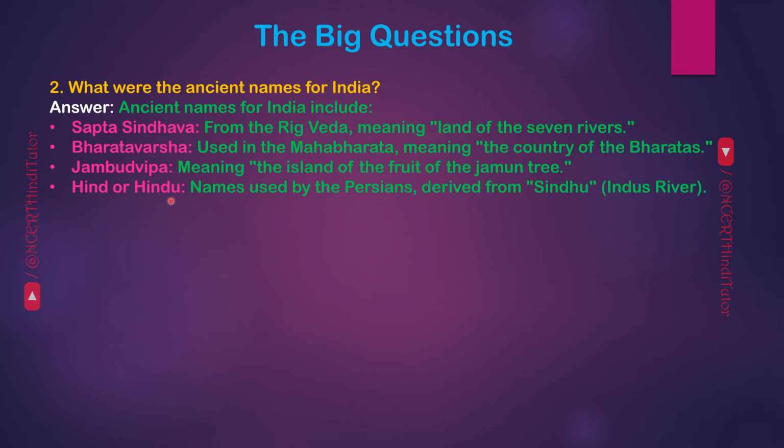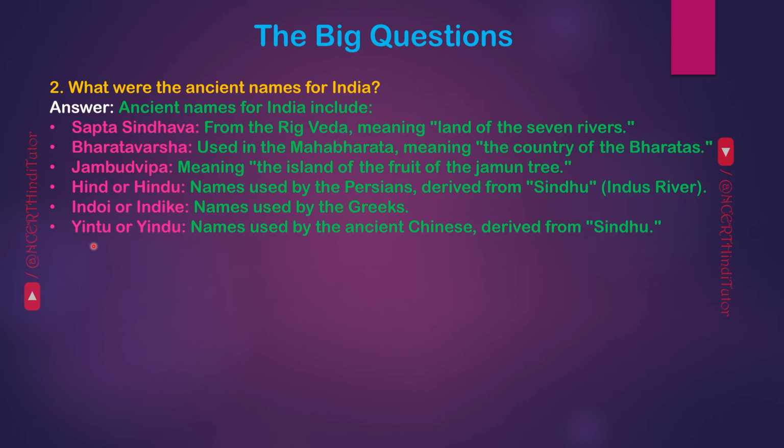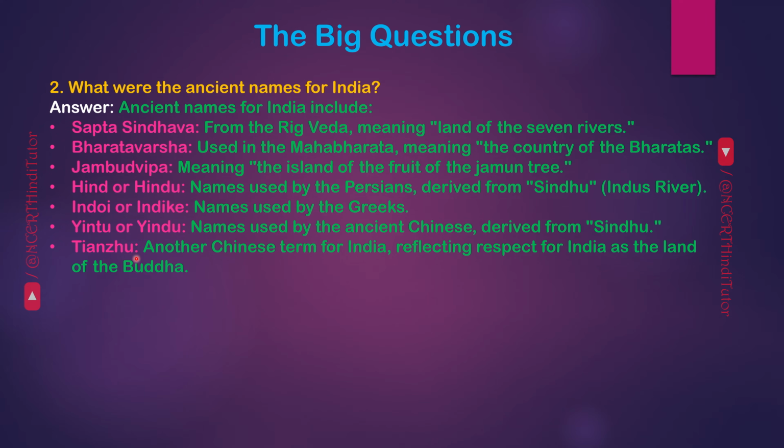Next, Hind or Hindu, names used by the Persians, derived from Sindhu, the Indus River. Next, Indoi or Indike, names used by the Greeks. Next, Yendu, names used by the ancient Chinese, derived from Sindhu. Next, Tianzhu, another Chinese term for India, reflecting respect for India as the land of the Buddha. Next, Hindustan, a term first used in a Persian inscription about 1800 years ago.